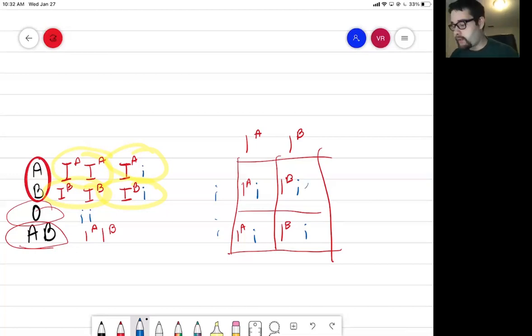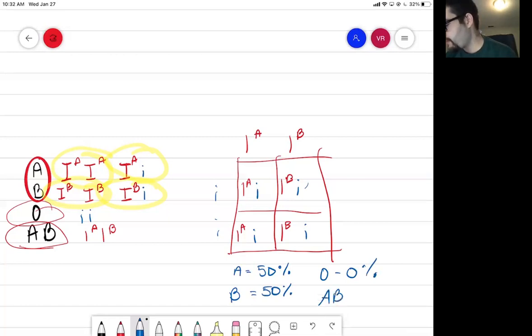So the chances of them having a child with, let's say, A blood type, 50%. The chances of them having a child with a B blood type, 50%. Let's do O, 0%. There is no chance of them having a child with O blood. And then also with AB, which is a possibility, they also don't have any chances there.